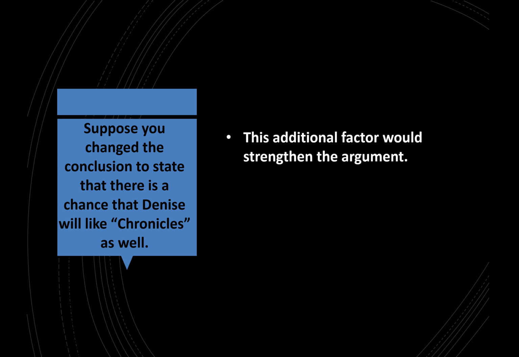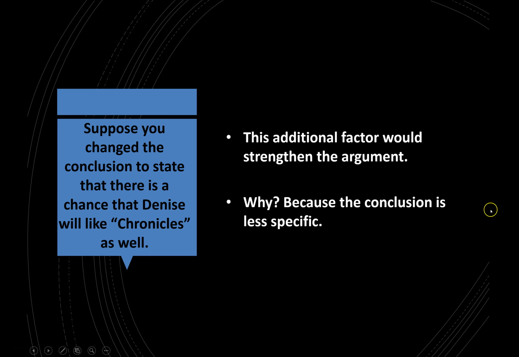And conversely, suppose you change the conclusion to state that there's a chance Denise will like Chronicles as well. Like before, the original conclusion was she'll probably like it. Now imagine you change the conclusion to say there's a slim chance. That's going to strengthen the argument. Why? Because the conclusion is less specific. You're asking less of this form of reasoning. So you lay down all of those similarities, and then you say, given all of that, there's a chance Denise will like it. Well, that conclusion is much more likely to follow, right? You're only asking for a chance. All right, good. Let's do one more of those.